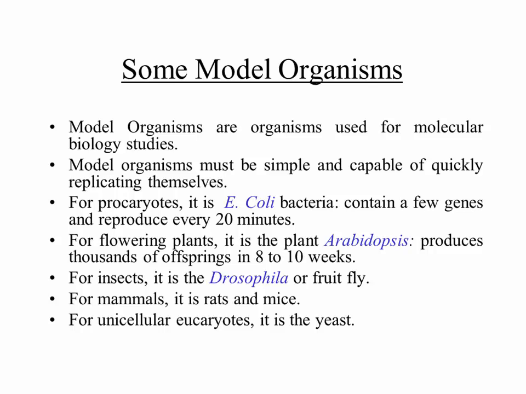Okay, now if you're going to do molecular biology studies, you need model organisms. Because every time you want to study a phenomenon, you need some organisms that will produce a lot of descendants within a short period of time. You cannot wait for eternity for an organism to mature before you can carry out studies. So model organisms are organisms that are used for molecular biology studies. They have to be simple and capable of quickly replicating themselves, right? So if you're studying bacteria, the model organism of choice is E. coli. They contain only a few genes. Genes means basically DNA that codes for proteins. And they reproduce every 20 minutes.